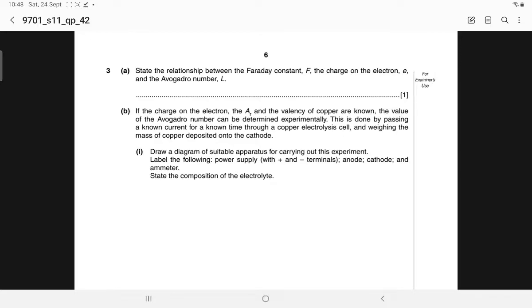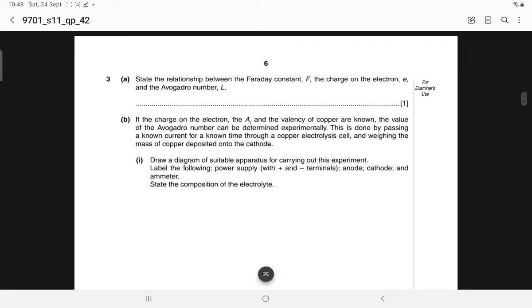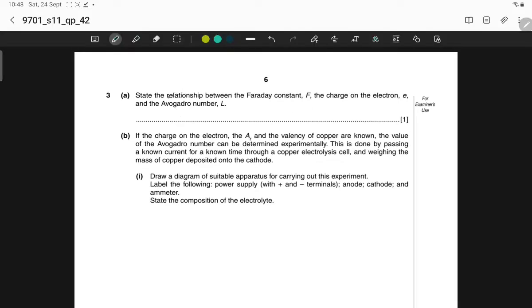There is another question of electrochemistry, so let's start. State the relationship between the Faraday constant F, the charge on the electron e, and the Avogadro number. So this relationship is F = Le, where L is the Avogadro constant and e is the charge on the electron.